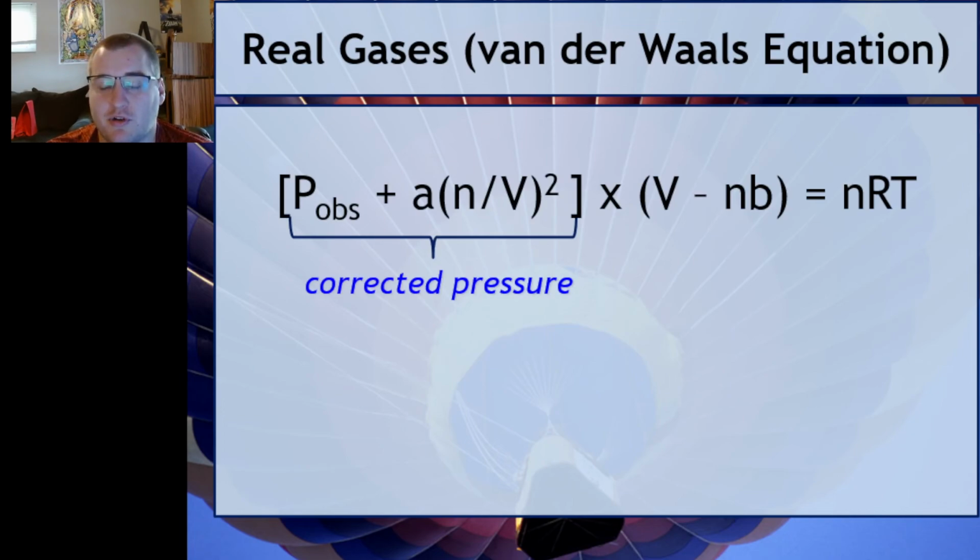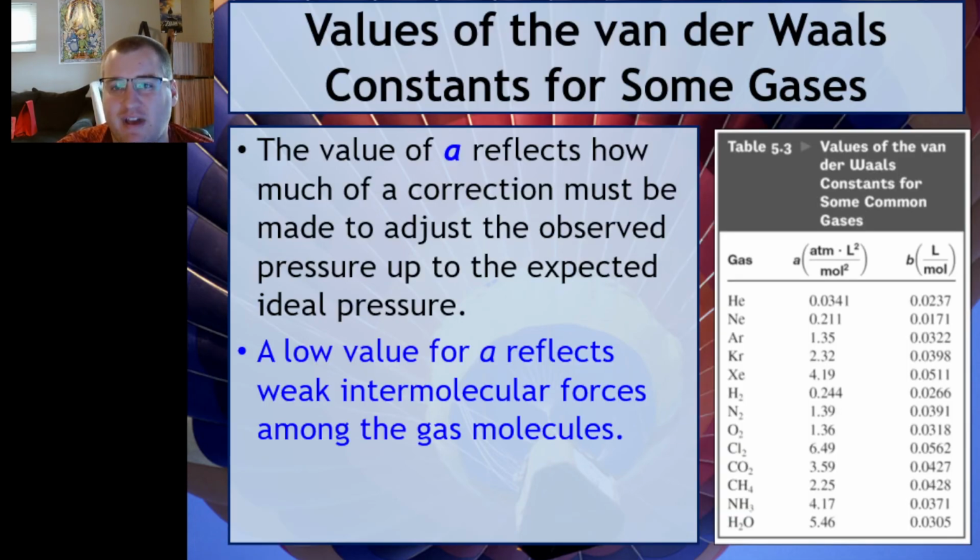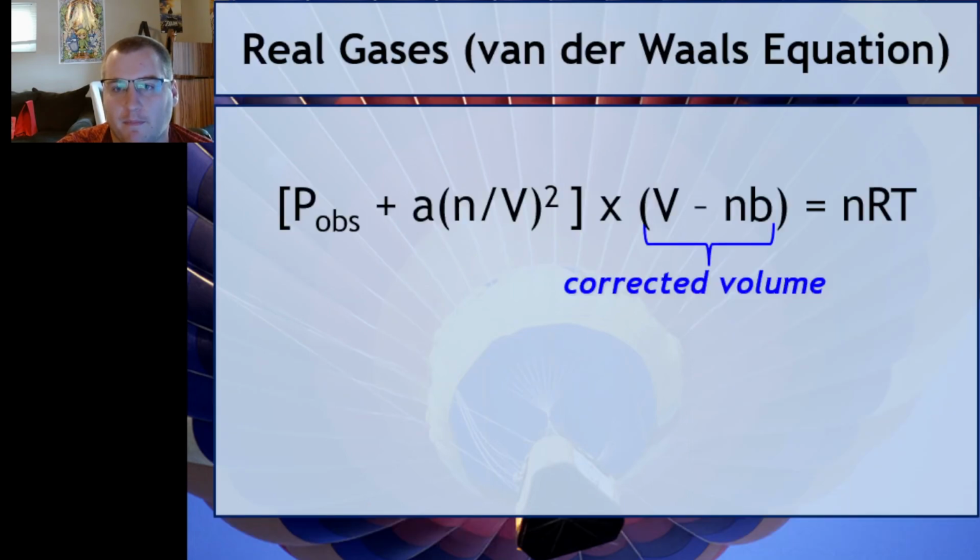To correct the pressure, you can put in this disgusting correction. For real gases, the actual observed pressure is lower than the expected pressure due to the intermolecular attractions that happen. Basically, the gases stick together a little bit more, hitting the sides of the container less often than they would have, because they're getting pulled around each other, kind of attracted to each other. Here are the values of this constant. This is gross. I don't even care if you write this part.